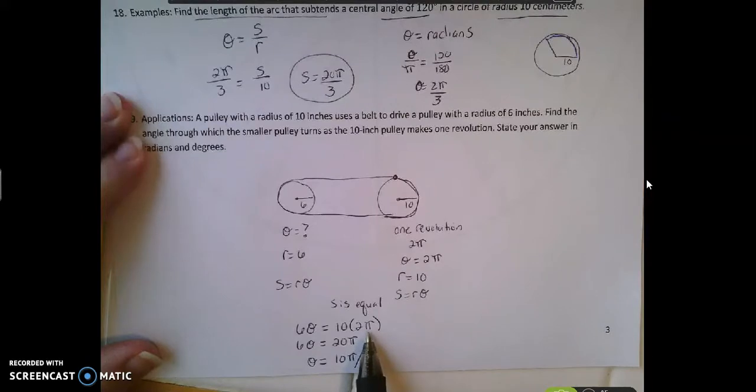In the second problem, I know theta is 2 pi. I don't know theta in the first one. My radius in the first one is 6, and my radius in the second one is 10. So when I solve this, I end up with 10 pi over 3.